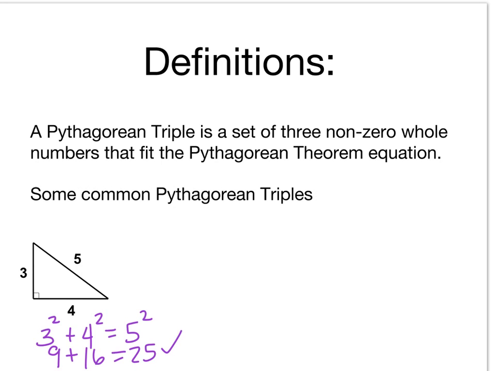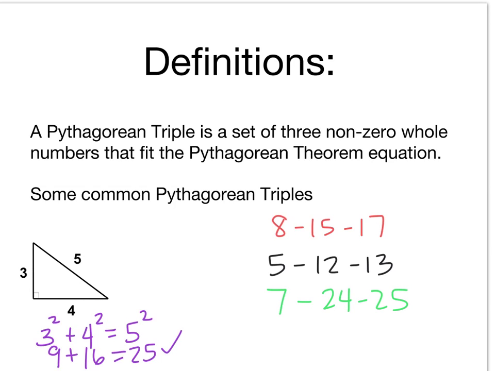Another common Pythagorean triple, 8, 15, 17. 8 squared plus 15 squared is 17 squared. Another common Pythagorean triple, 5, 12, 13. Another set is 7, 24, 25. And I'll give you one more Pythagorean triple, 11, 60, and 61. So these are Pythagorean triples. They fit the Pythagorean theorem as whole numbers.